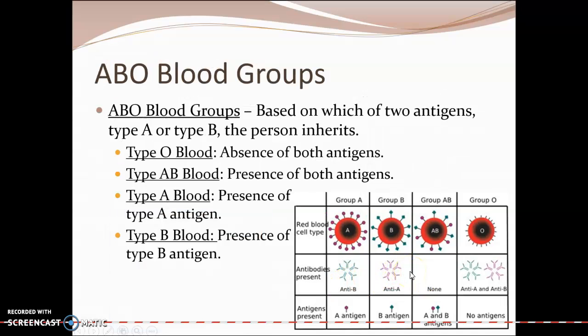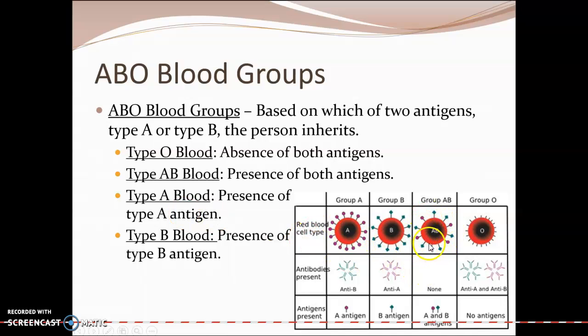So let's look at how these groups work. If you're a type O person, that means you are a universal donor. It means you can give your blood to anybody, because you have anti-A and anti-B antibodies, but you have no antigens. So those antigens aren't going to interact with those antibodies in another person's body. And an AB person doesn't have antibodies at all. So group O can go to anybody.